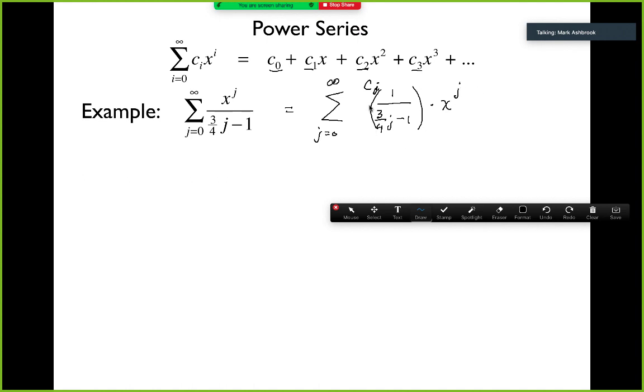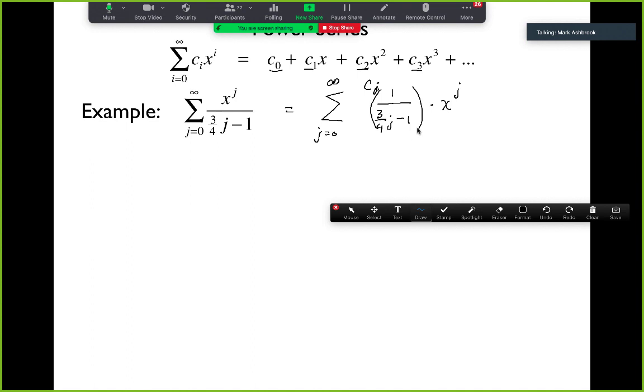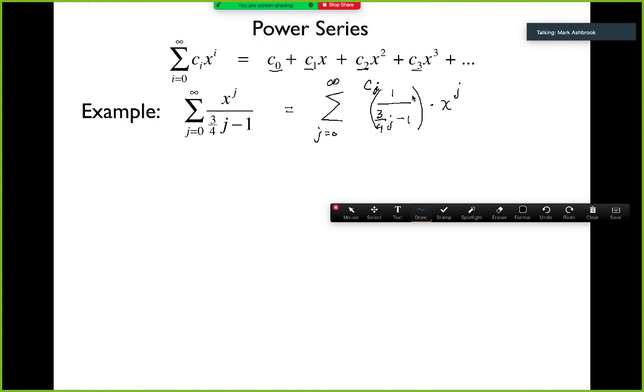And what does that coefficient look like? This just looks like series we've seen before, right? These are the kinds of series that we analyzed, right? So some formula or function of j. But now it's times x to the j, that makes it a power series.